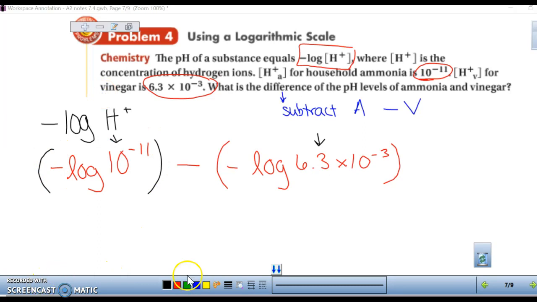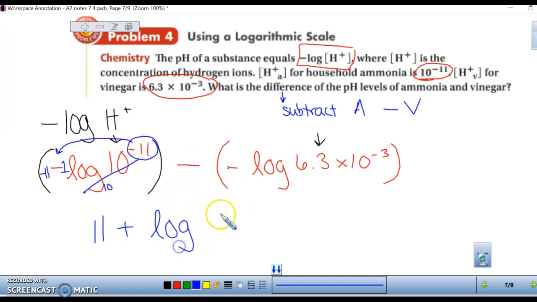Before we plug anything into our calculator, we can simplify right away. Notice that we have log, and this is log base 10, and we have 10 here. So that equals 1. This negative 11 comes out in front. So we have negative 11 times negative 1, which gives you a positive 11. We're going to add that to, because we have a negative and a negative, which makes a positive, the log of 6.3 times 10 to the negative third.